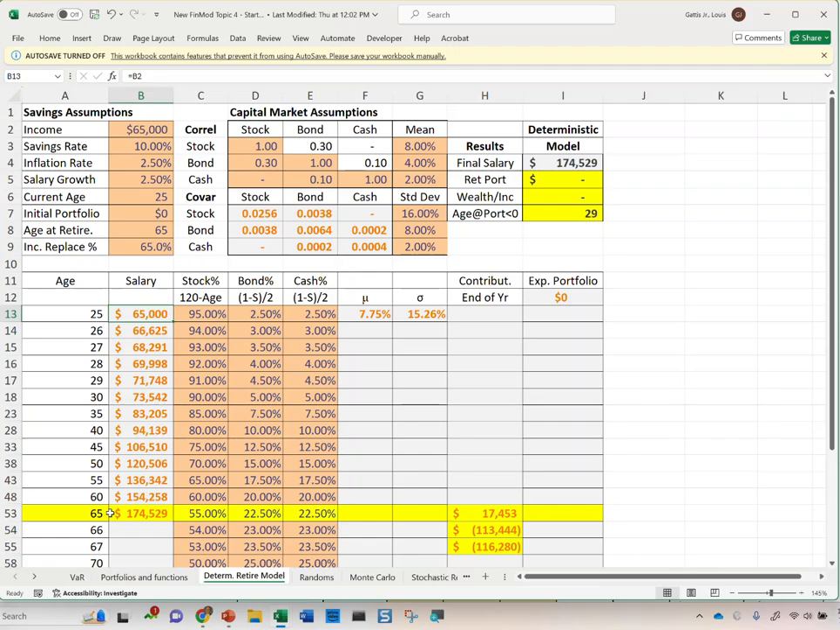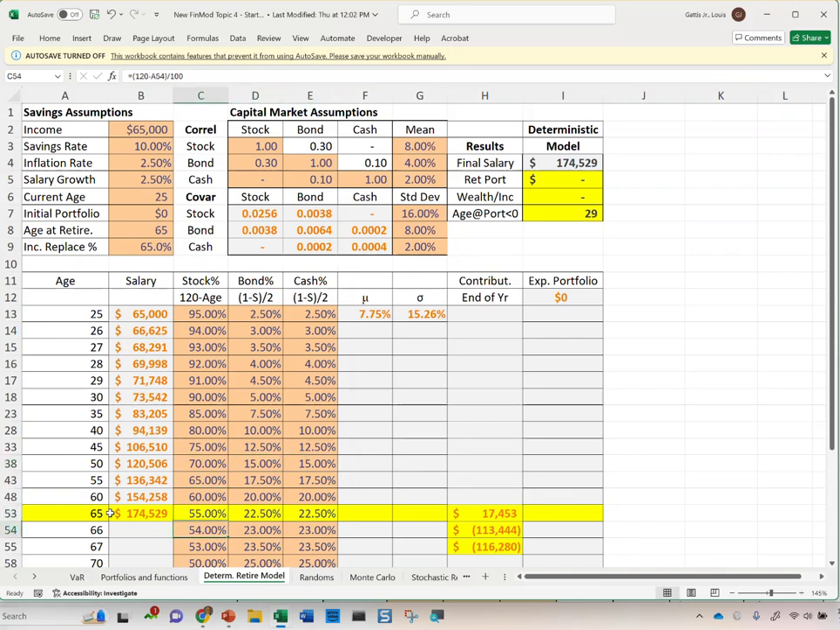This is a common rule in personal financial planning, and that is to put 120 minus your age in stocks and the rest in bonds and cash. So if you are 25 years old today, take 120 minus 25, that's 95, and put 95% in stock. And then I just made a simple rule that the other 5% is split between bonds and cash. So notice at age 30, 120 minus 30 is 90, so 90% stock and 5 and 5 in bonds and cash. And at age 50, 120 minus 50, you're at 70%.